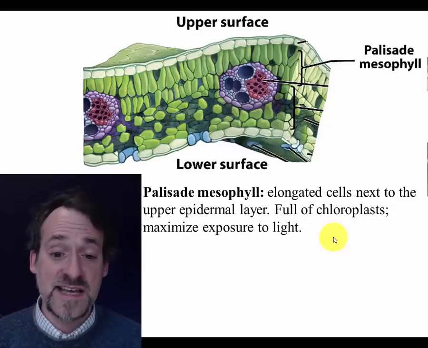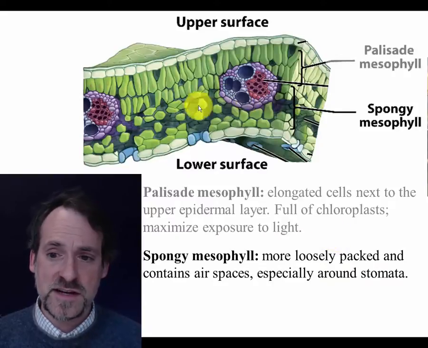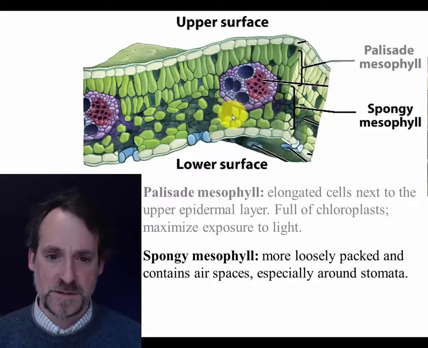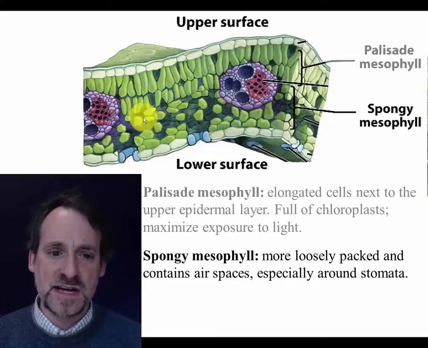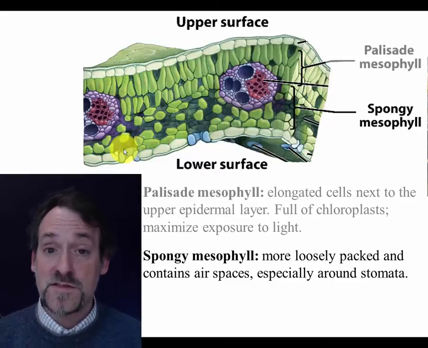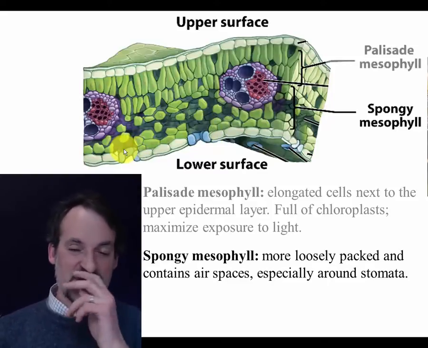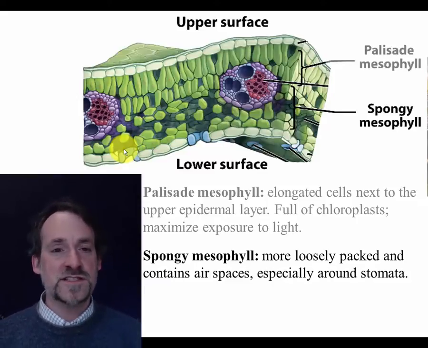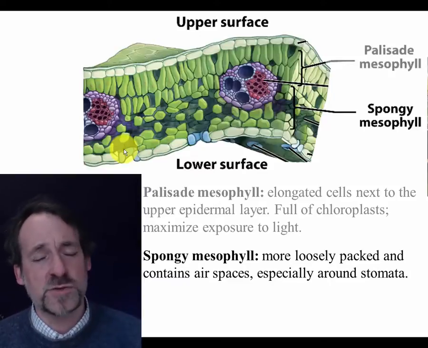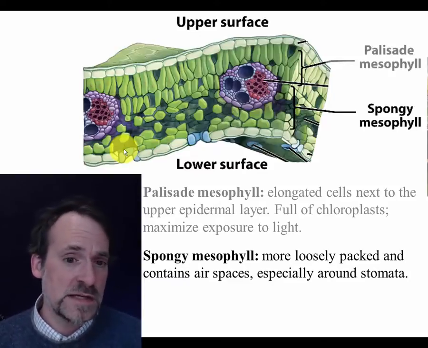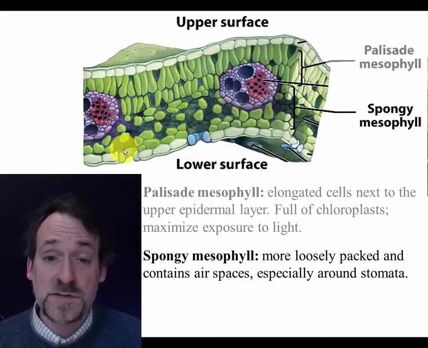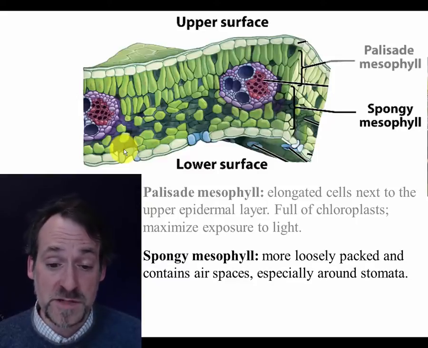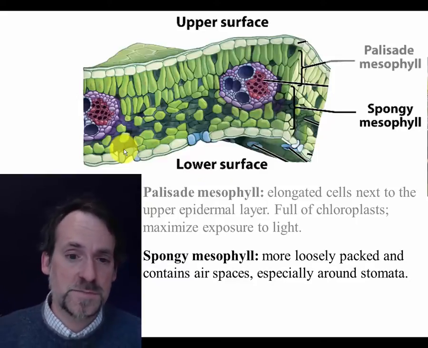Below the palisade mesophyll is this area that's called the spongy mesophyll. And as you can see, this is all full of holes. The cells are much more loosely packed. There's a lot of air spaces in there. This is one of those structures that might make you think, we've got a space where there are lots and lots of holes in it. I bet that has something to do with the surface area to volume ratio. And you'd be correct, because the purpose or the function of the spongy mesophyll is gas exchange.